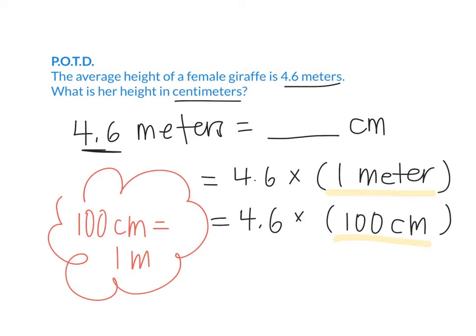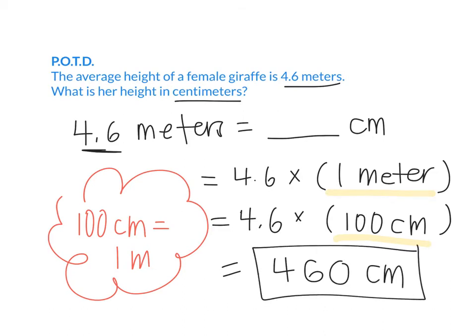Then we just need to multiply. We know that when we multiply by 100, the digits shift to the left, or another way to say that is the decimal point shifts to the right. So we have to shift it 2 times to the right, and so our answer is 460 centimeters.